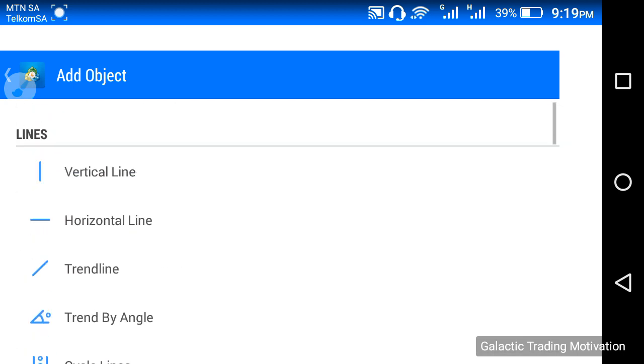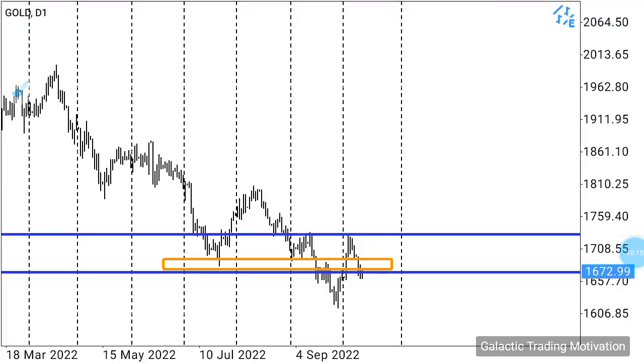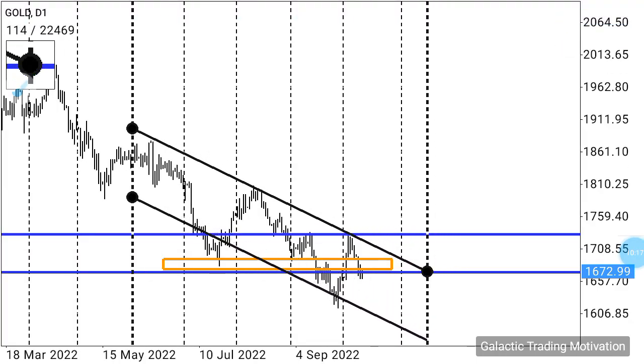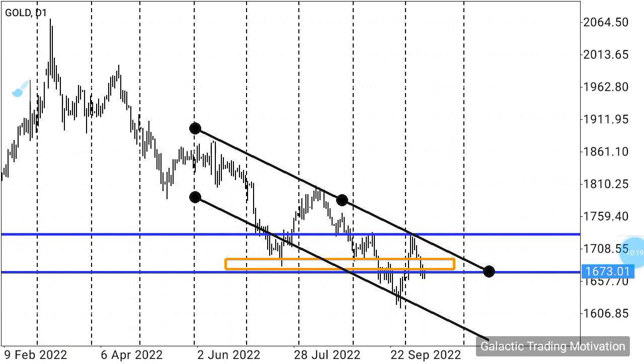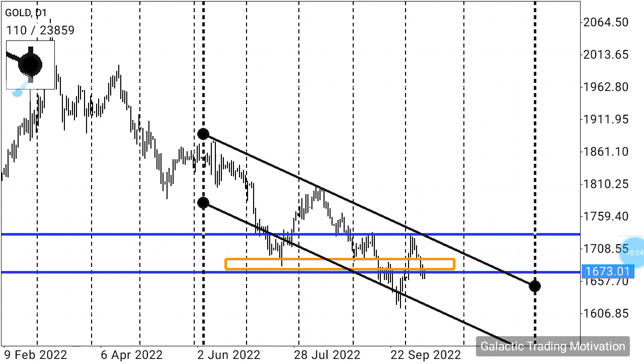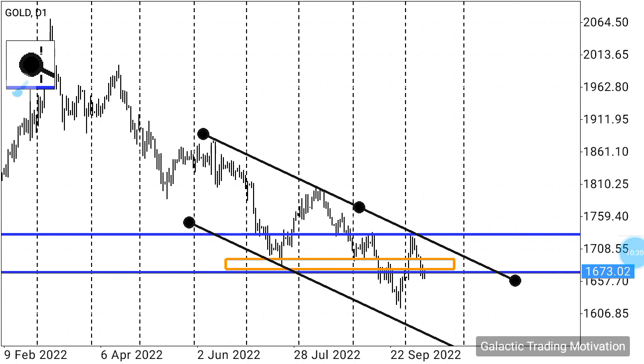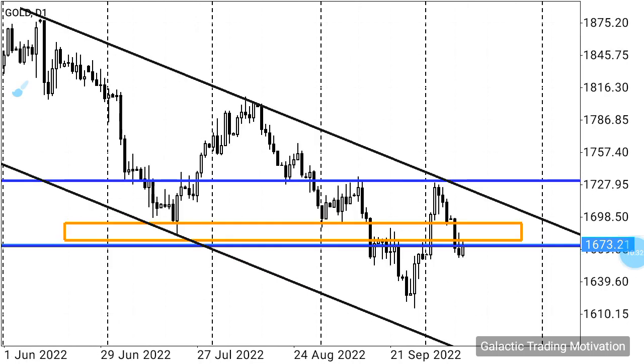Let's see. Just bear with me, guys, as I look for my equidistant channel. There we go. Right, and I would add my daily channel in this manner for now. We just need to ensure that it is accurate. There we go. Right, and let's zoom in a bit.